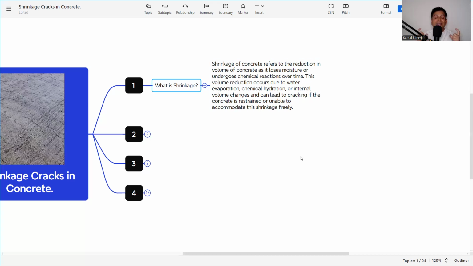So what happens inside the concrete is that when it shrinks, there is tensile stress generated. If the tensile stress is greater than the tensile strength capacity of the concrete, then these shrinkage cracks will appear. I will come to that later. But shrinkage is this volume reduction. It may be due to evaporation loss or due to the chemical reaction. Whatever the reason, if the concrete volume changes or reduces, that is called shrinkage. So this is clear.